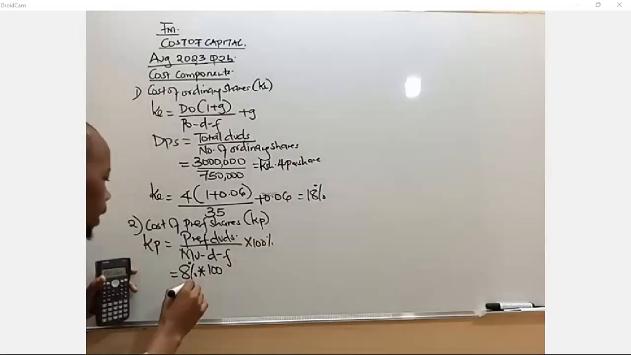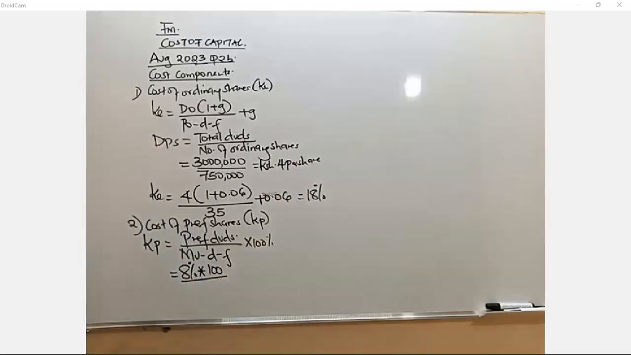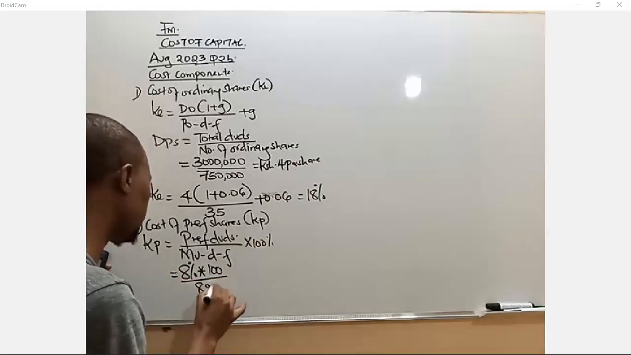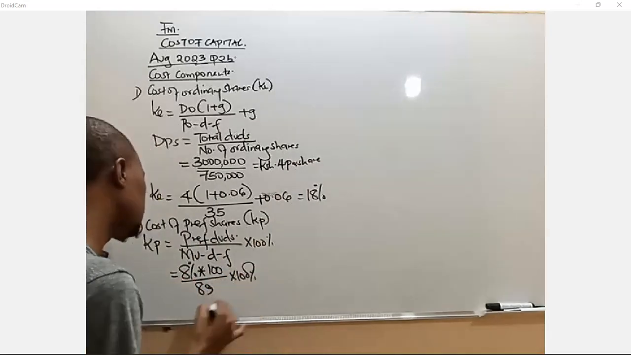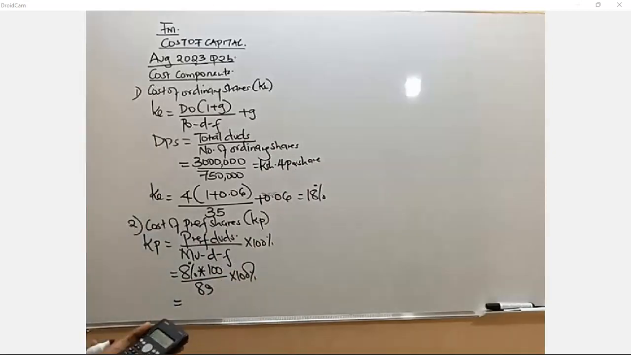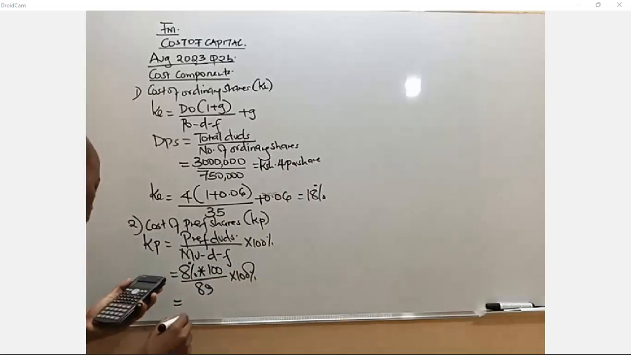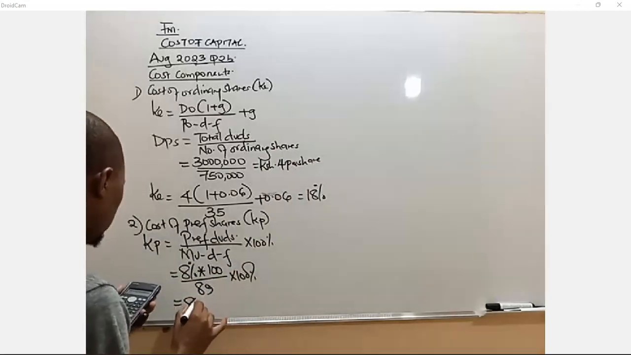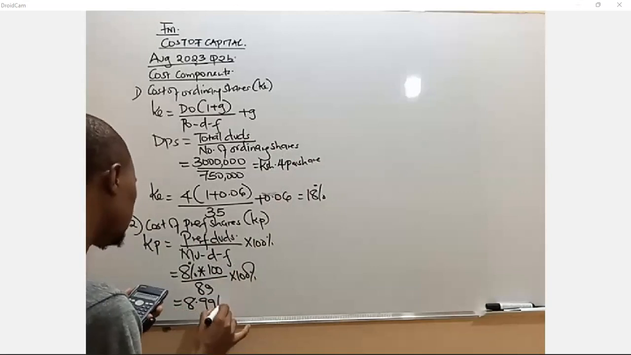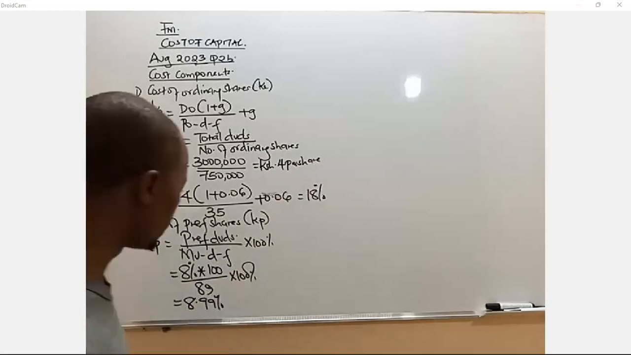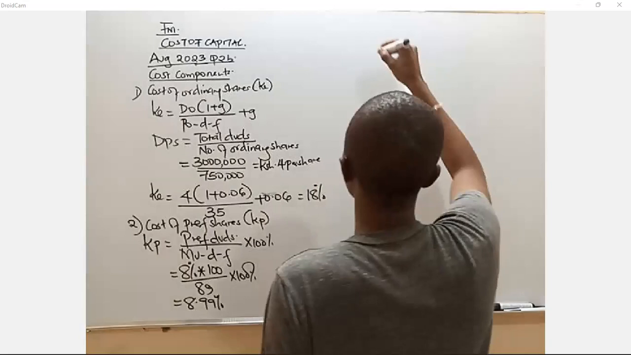Then you divide by how much they are trading at now. We have been told the preference shares were originally sold at 104. The current price is 94, and they can be sold at 89, which is net. They have already deducted all that. Then you multiply by 100%. So how much are we getting here? 8 divided by 89, I should be getting around 8.99%. I think that is also what you're getting from your end.